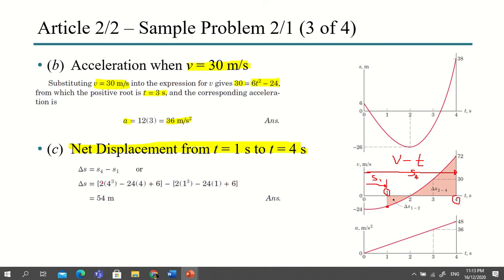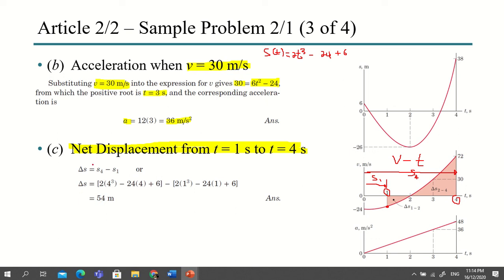So this is just the same as using the equation of s as a function of time. So s as a function of time is given as 2t cubed minus 20t plus 6. So use this as your s. You have s minus s. The subscript 4 means your t is equal to 4, and subscript 1 means your t here is 1 second. So substituting, you can solve for delta s. After substitutions, we got 54 meters.